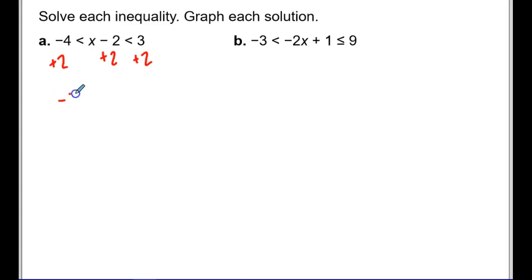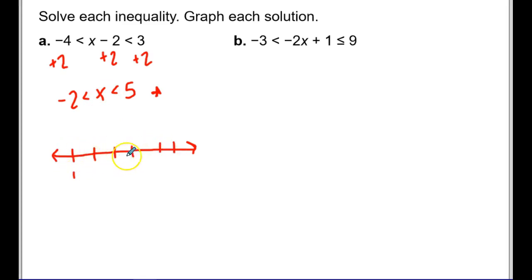So now I end up with -2 < x < 5. This is going to be my final inequality. So now I can go ahead and graph that. One thing I notice is that this is one statement with my variable in the middle, so this tells me that this is an "and" statement. So I can go ahead and graph these.